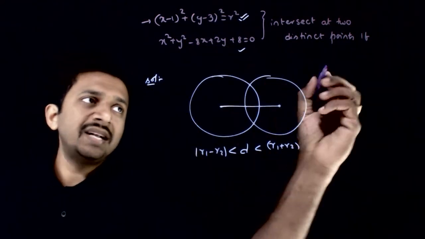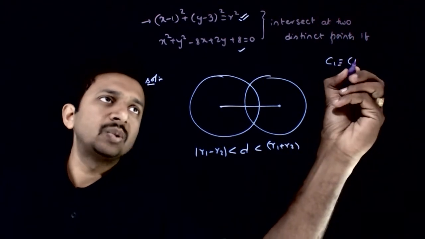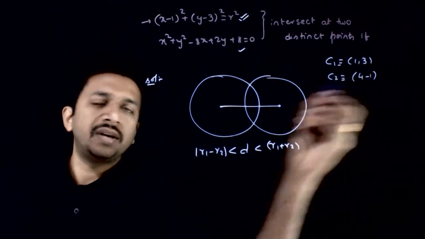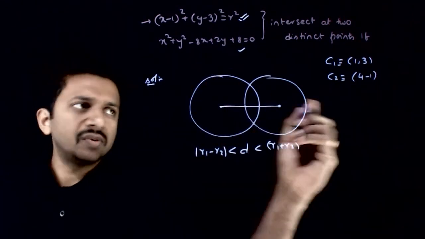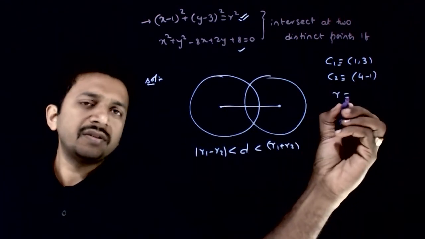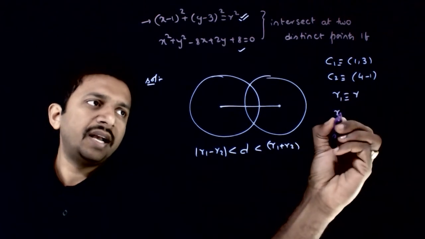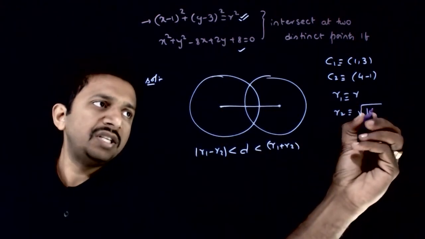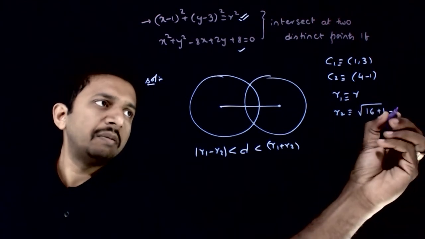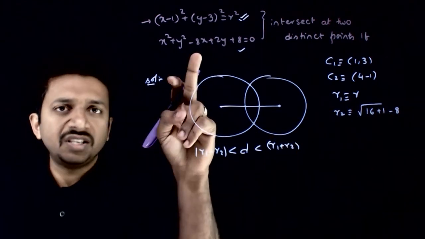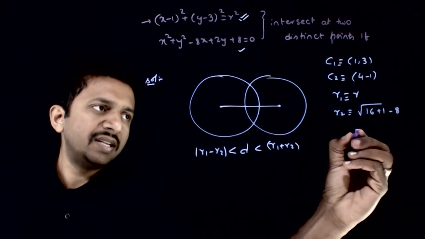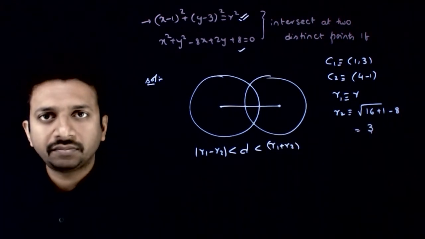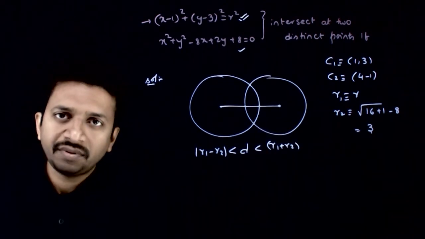Now, what is the center of the first circle? The center of the first circle is (1, 3). The center of the second circle is (4, −1), right? The radius of the first circle is r. The radius of the second circle is nothing but the root of g² + f² − c. That is equal to root 9, which is equal to 3. So r2 is equal to 3.